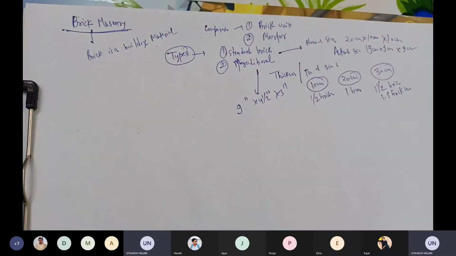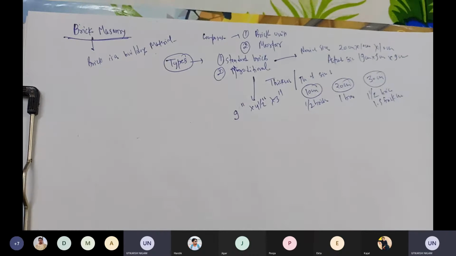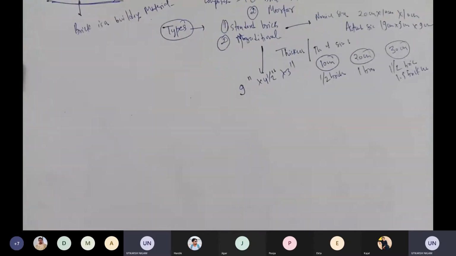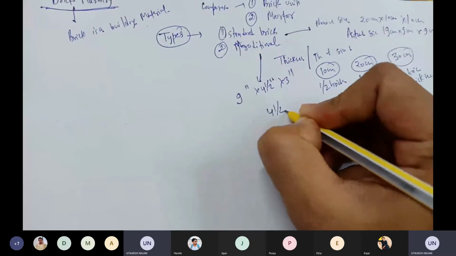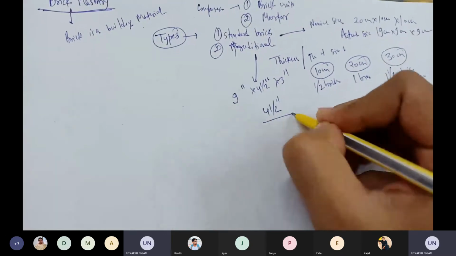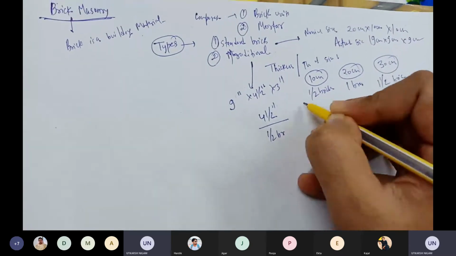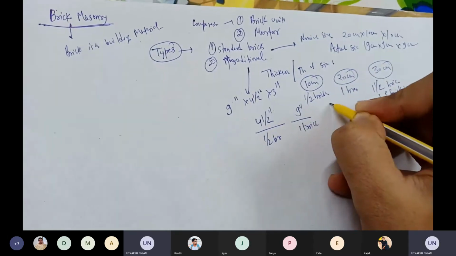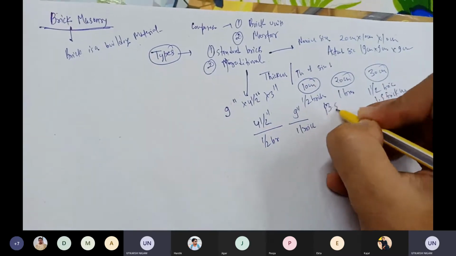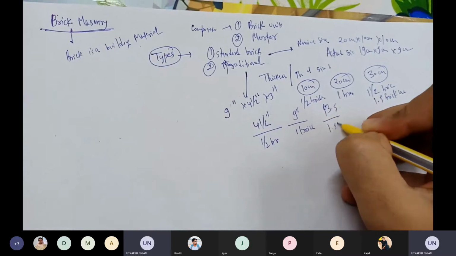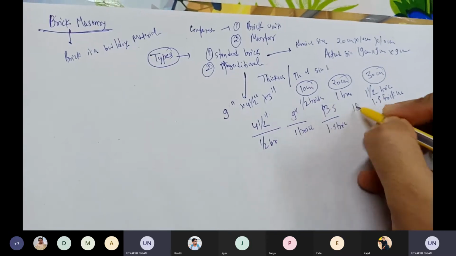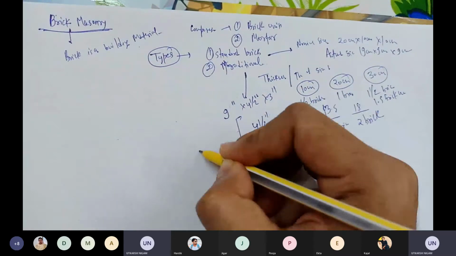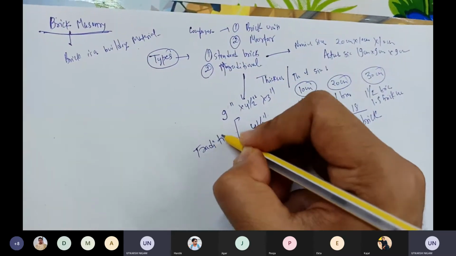That is the traditional size. So in inches, it will go by 4.5. If it is 4.5 inches, that is known as the half brick. If it is 9 inches, that is 1 brick. Then 13.5 is 1.5 brick. And 18 is a 2 brick wall. So this is the traditional concept.